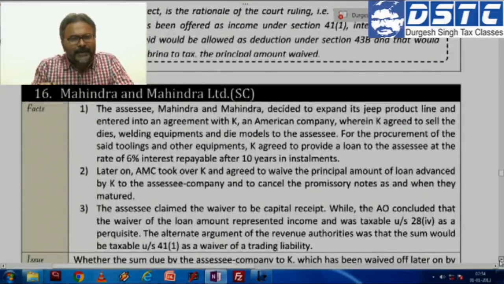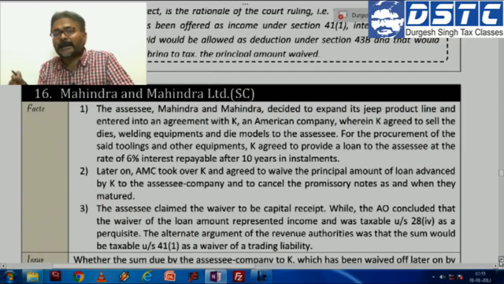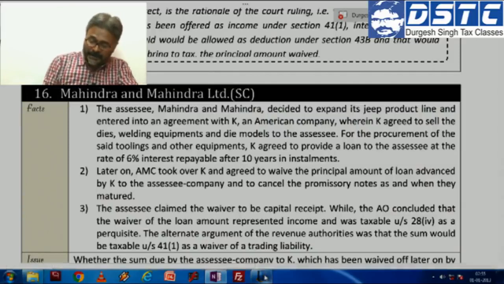In the case of Mahindra and Mahindra Limited, students, the SSC company has taken a loan for the purpose of buying equipment. Now what happened was, there was a waiver of the loan amount which was advanced to the company. So the question that came up was whether the waiver of the loan amount can be considered as an income or not. This is an expected judgment, students.